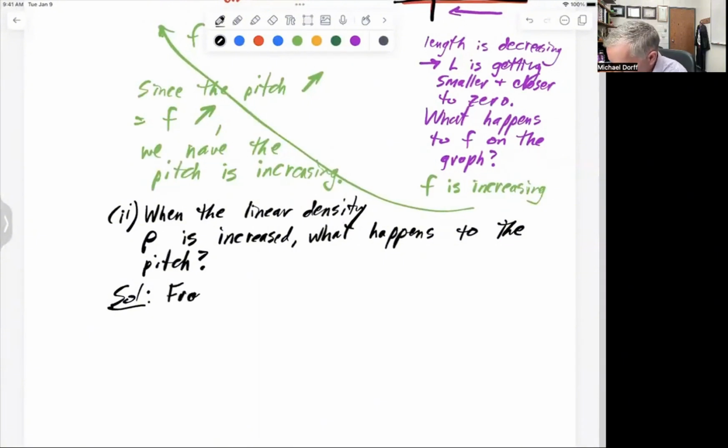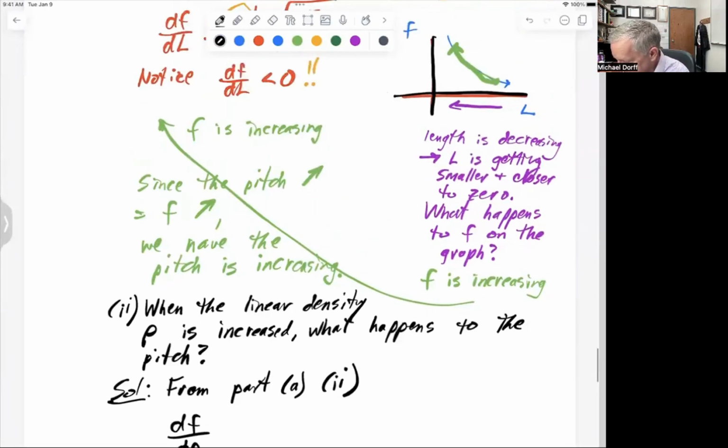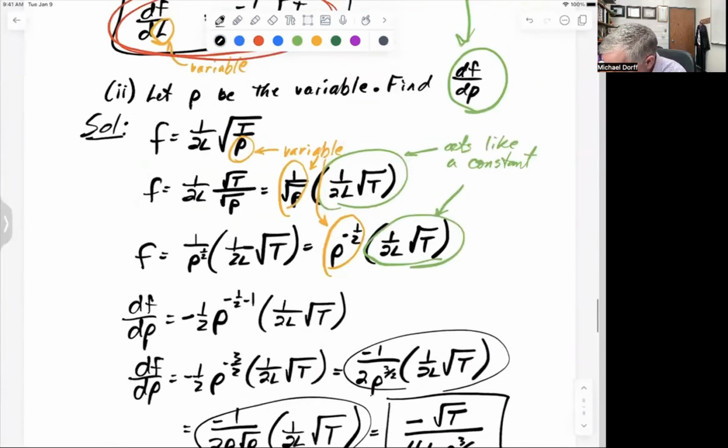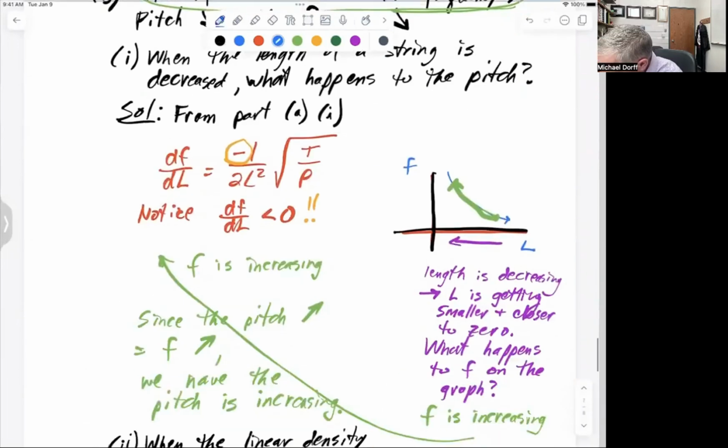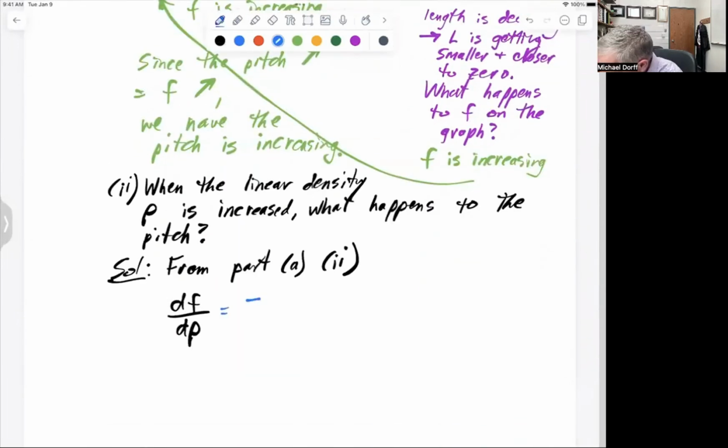So again, from part A, this time number 2, we had the df d rho. So it's a change of the frequency with respect to the linear density that was given. Let's see, where did we find that? That was right here. We use this one. I'm circling in blue. So that was negative square root of T over 4L rho to the 3/2 power.